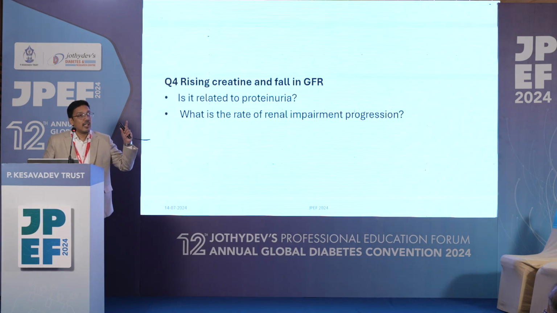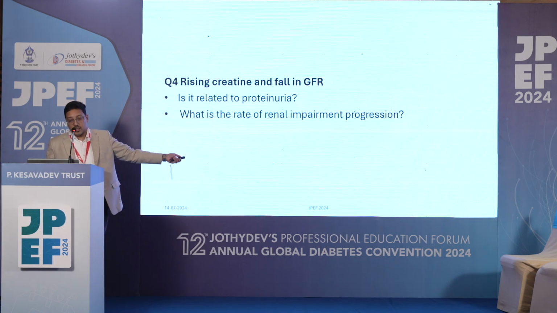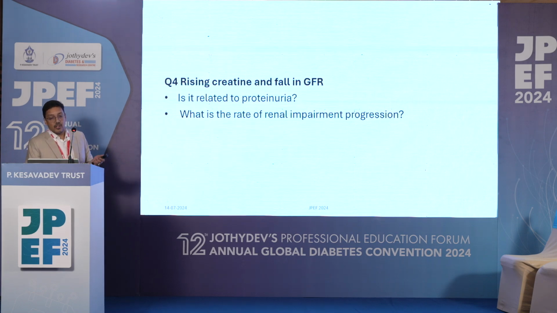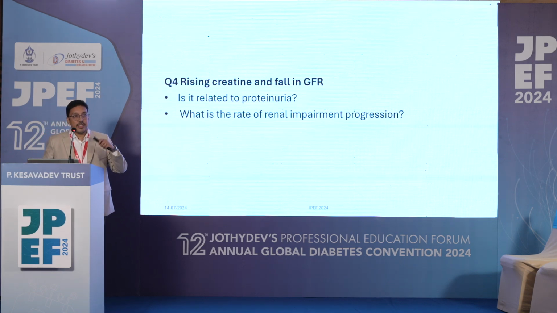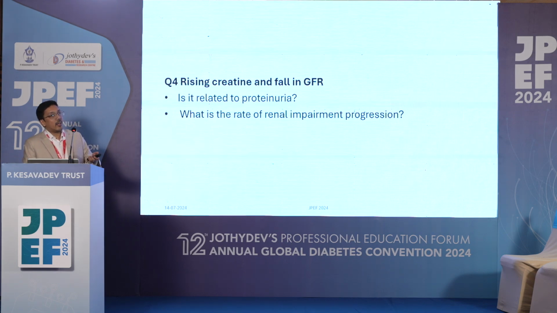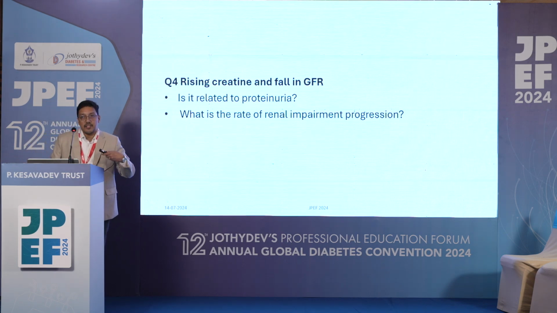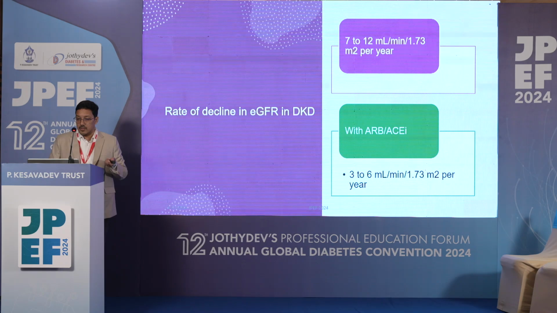Then you have to look at the creatinine, the trend of rising creatinine and fall in GFR. Is it related to proteinuria? You correlate it with the proteinuria progression, and what is the rate of renal impairment progression, which I have already shown, the natural progression of fall in GFR and rise in creatinine. If it is RPGN-like, a rapidly progressive glomerulonephritis, there will be a rapid reduction in GFR.